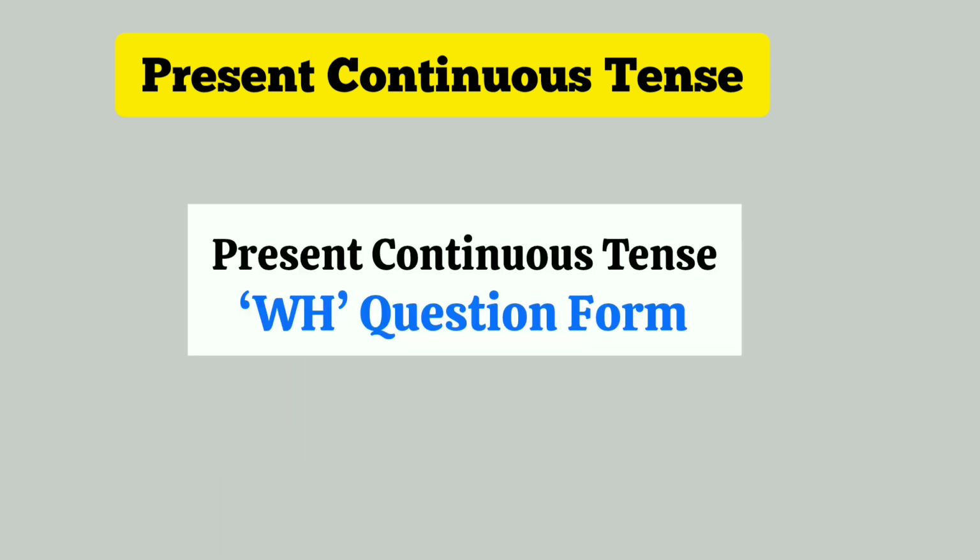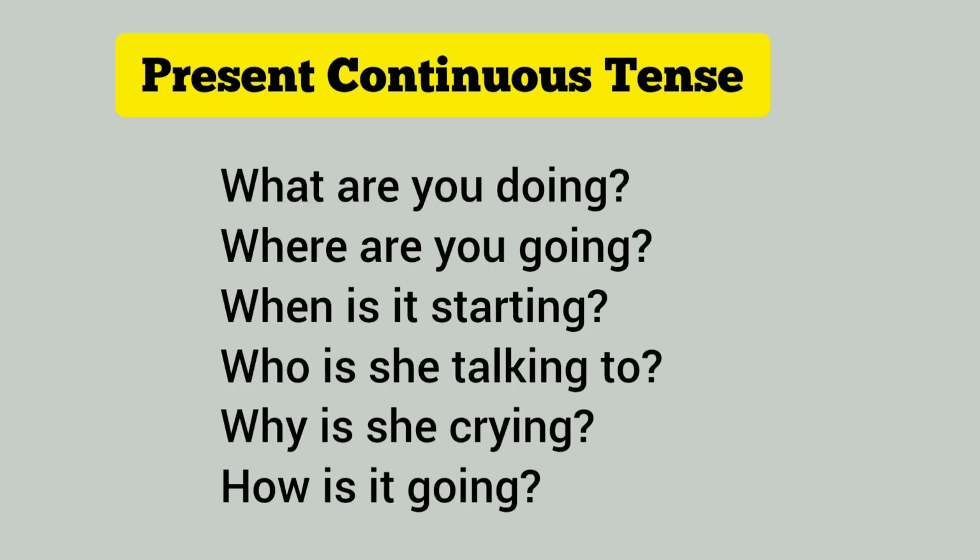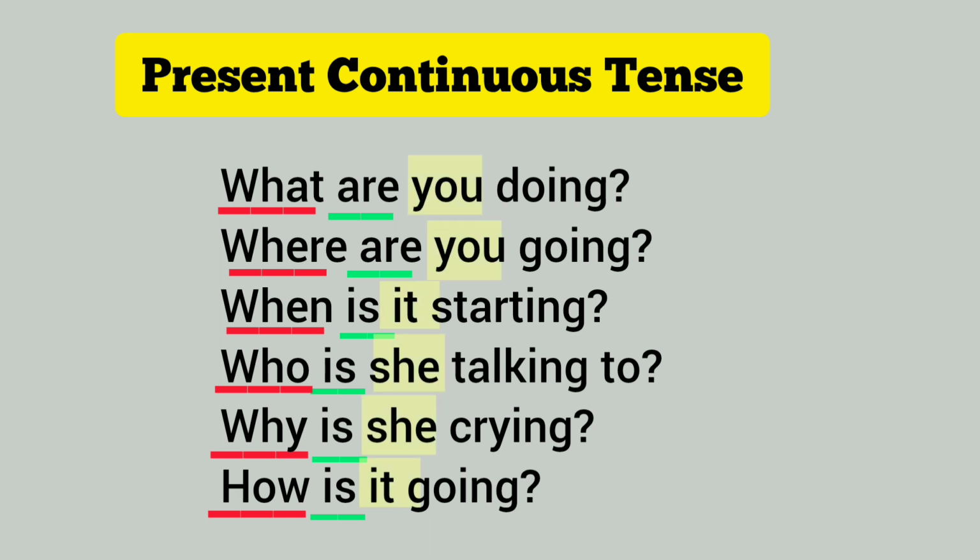Let's move on. Now we will talk about the WH question form. Here are some examples. In these examples, we started with the WH form. What, where, when, who, why, how. Now look, what comes after that? You will notice it's the be verb, are or is. And if the question starts with the subject I, then it will follow with the be verb am. And after the be verb, you have the subject and then the verb.